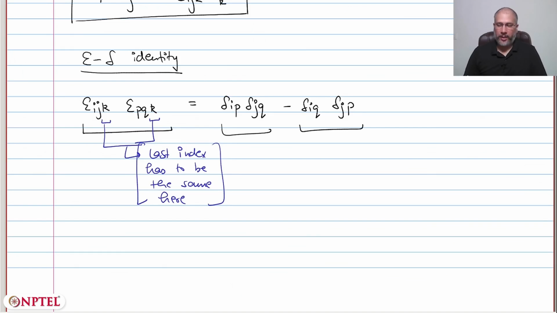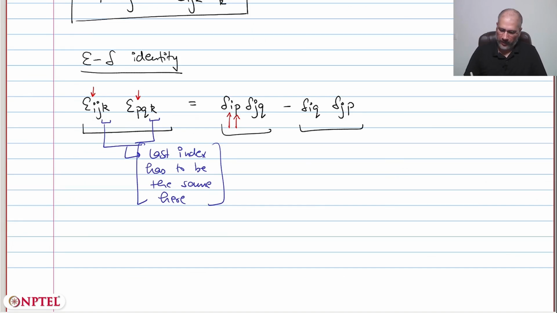So the way we use this identity is, we have three indices, ijk here and pqk. First you check whether the last index of both epsilons is the same. If that is the case, we proceed. So we say delta ip, so we call it the delta first. So the first index of the first epsilon to the first index of the second epsilon, so that is delta ip.